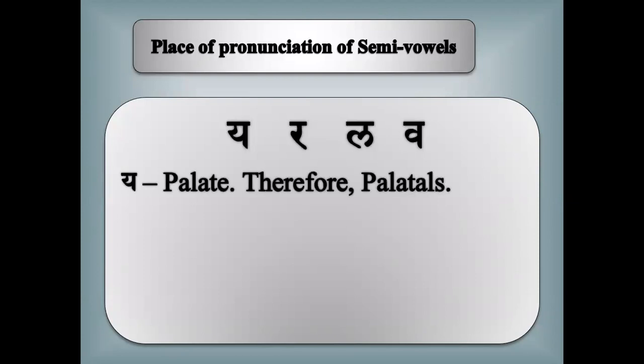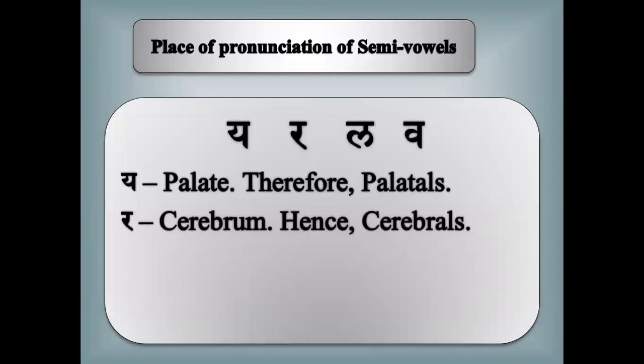You know the five sounds: guttural, palatal, cerebral, dental, labial. Among the five, one should be cerebral. Ra is cerebral. And the third one, la? Dental. Good. That is dental.